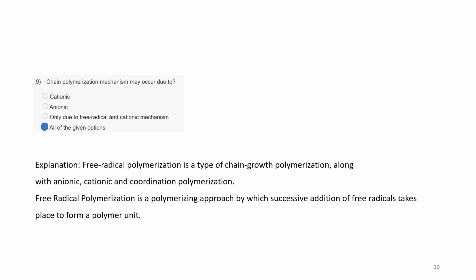Next question is, chain polymerization mechanism may occur due to. Your options are cationic, anionic, only due to free radical and cationic mechanism, or all of the given options. So the correct answer here will be all of the given options. Free radical polymerization is a type of chain growth polymerization along with anionic, cationic and coordination polymerization. And free radical polymerization is a polymerizing approach by which successive addition of free radicals takes place to form a polymer unit.